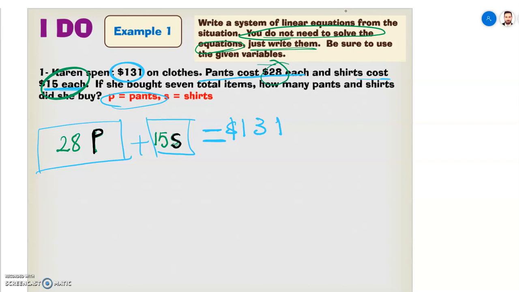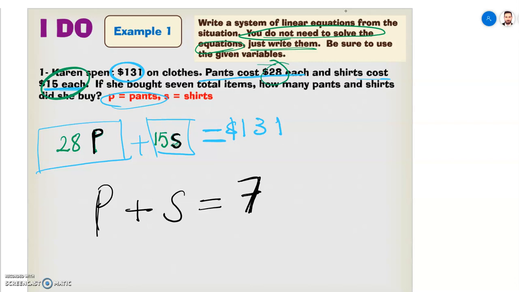Okay, let's read the second situation. The second situation is talking about if she bought 7 total items. Let me translate it again. She bought 7 total items. That means the pants plus shirts is equal to 7. Correct? This is the second situation.